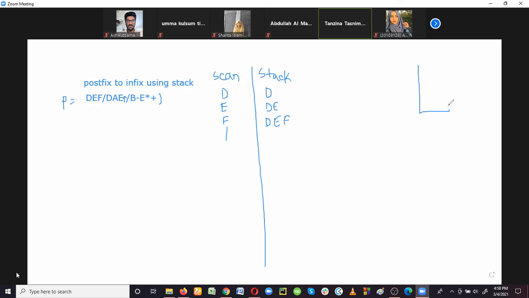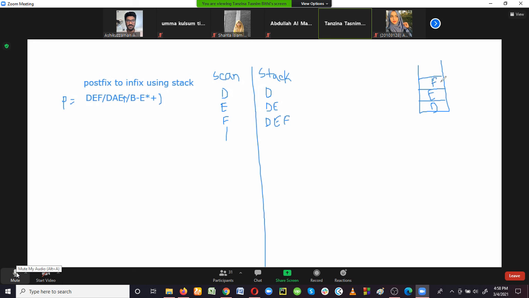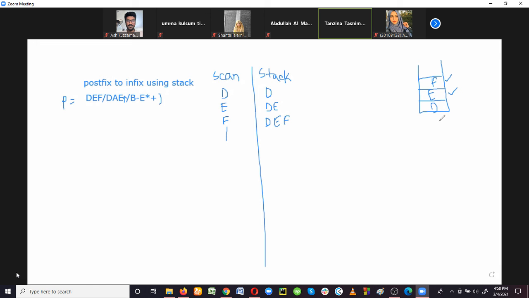Suppose this is our stack and initially the stack was empty. After placing D, E and F, how many elements the stack has? 3 elements, but which one is the topmost element? F is the topmost element and E is the next to topmost element. So if we have to delete some data from this stack, we will delete the two topmost elements, that is F and E. So F is the topmost element, E is the next to topmost element, and we are going to place that operator between these two operands.